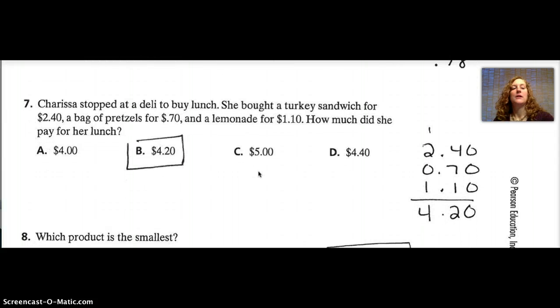Number 7. Carissa stopped at a deli to buy her lunch. She bought a turkey sandwich for $2.40, a bag of pretzels for 70 cents, and a lemonade for $1.10. How much did she pay for her lunch? Again, decimal addition, line up your decimals, add them all up, you get $4.20.